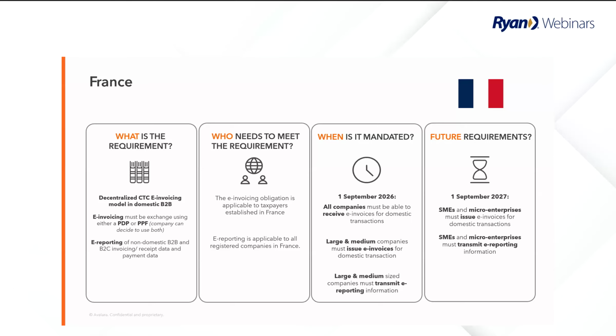What France is introducing is what's technically called a decentralized CTC model, or continuous transaction control. I know Adrian's going to talk about the different models in a bit, but essentially this is more commonly called a 5-corner or 6-corner model. And what it is, it's a way of the tax authority having very clear visibility of the data that's going backwards and forwards, but at the same time not interfering with the sending and receiving of data. That's one of the things that the ViDA package is trying to combat.